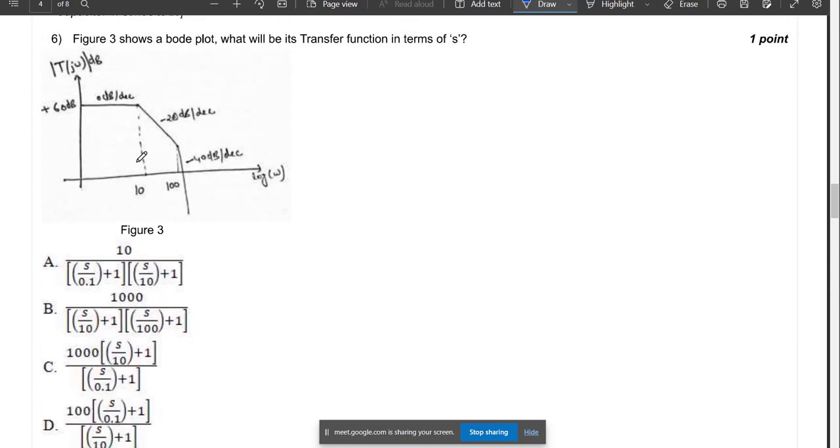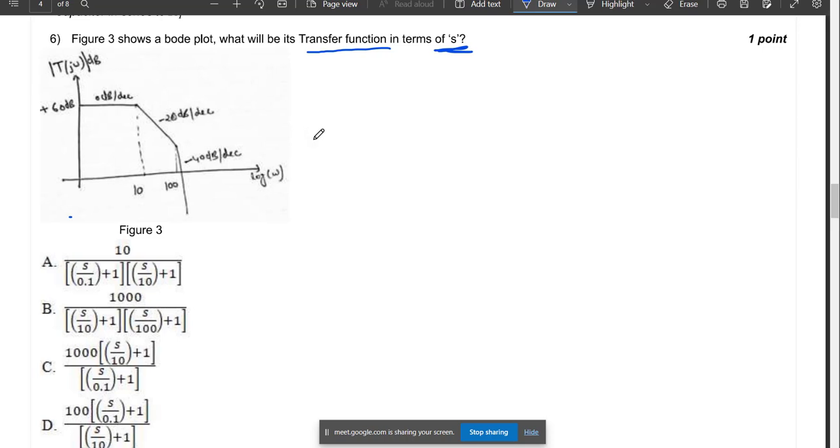Okay. Figure 3 shows a Bode plot. What will be its transfer function in terms of S? Bring your copy and pen. Try to solve this question. Options are given to you here. Look at it and try to solve this question. I'm giving you 4 minutes.